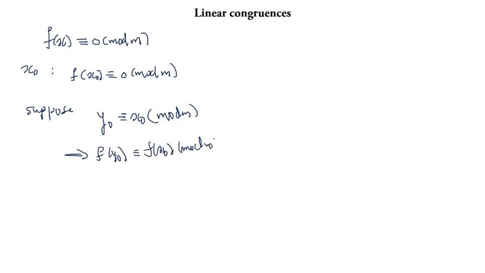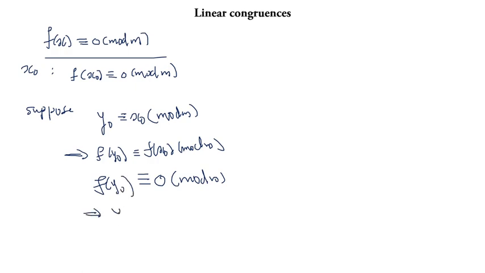And since x naught is a solution of the congruence f of x congruent to 0 mod m, we will get f of x naught congruent to 0 mod m. That means f of y naught is congruent to 0 modulo m. That means y naught is also a solution of the above congruence f of x congruent to 0 mod m.